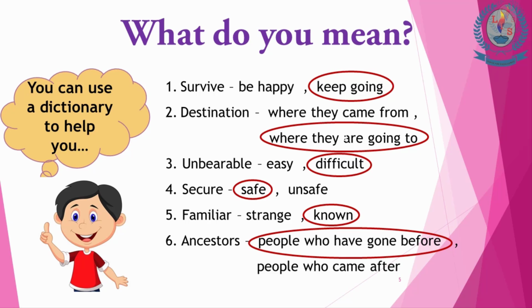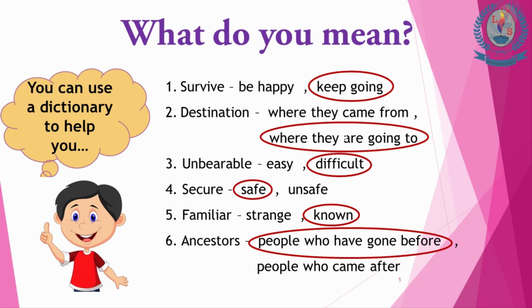Let's see what these words mean. First word, survive. Survive means keep going. Second word, destination. Do you know the meaning of destination? Yes, it means where they are going to. Third word, unbearable. What does it mean? It means difficult. Fourth word is secure. Secure means safe.